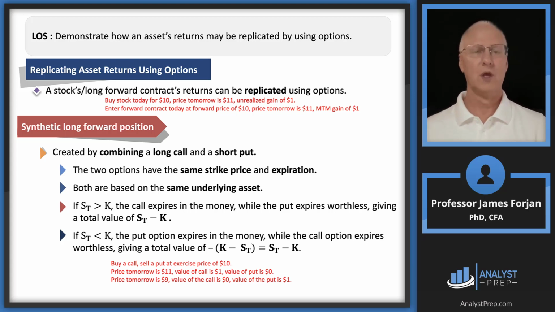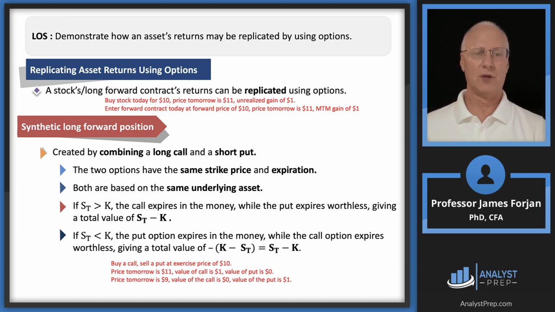And the answer is, of course... So look down below. We're going to have a long call. So we're going to buy a call and then we're going to sell a put. Long the call, selling the put option. Now, this is super important. The two options have to have the same exercise price and the same expiration date. And of course, they have to be written on that same underlying asset.